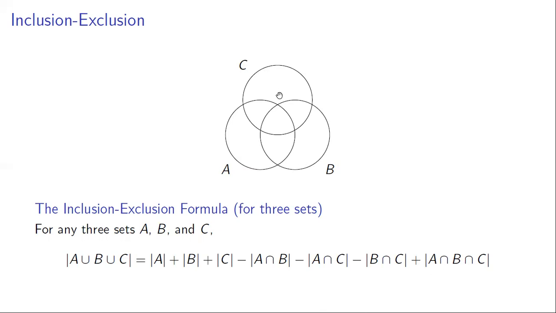The idea is that you do A and then B and then C, but you have to remove the overlap between A and B, you have to remove the overlap between A and C, and then you have to remove the overlap between B and C. However, you remove this middle part too many times, so you have to add it back in. Okay, so that's the idea here, but we're not going to get further into this.